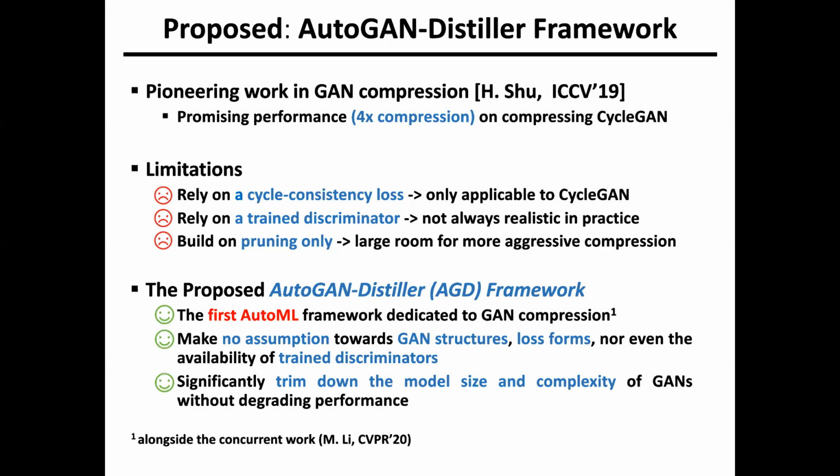To tackle the three limitations above, we propose the AutoGAN-Distiller framework, which is the first AutoML framework dedicated to GAN compression, alongside the concurrent work. Our AGD framework makes no assumption towards GAN structures, loss forms, nor even the availability of trained discriminators, which significantly trims down the model size and complexity of GANs without degrading performance.